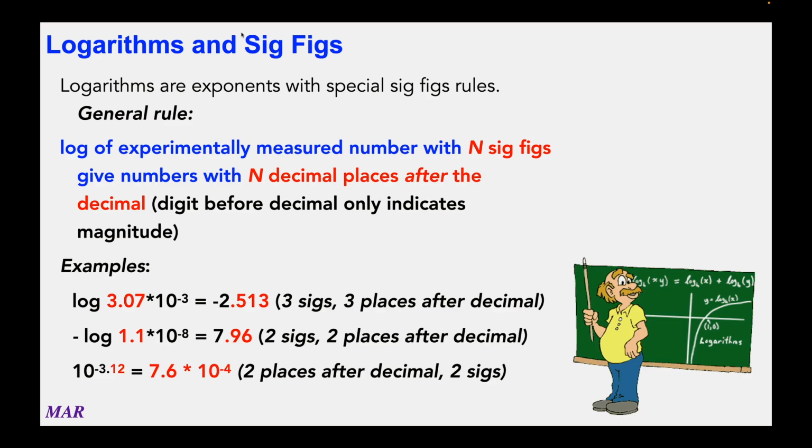Now, log 1.1 is a 2 sig fig number. So you can see there's 2 red numbers to the right of the decimal, which is kind of cool. And then finally, 10 to the minus 3.12, the 1 and the 2 are going to be our sig figs. We're doing an anti-log. Remember, all the anti-log is the number of sig figs past the decimal. So in this case, that would be 7.6 times 10 to the minus 4. Nothing you can't do, a little bit weird, but anyway, now you know what's going on.